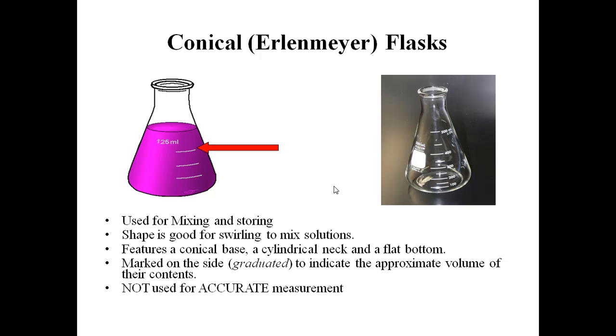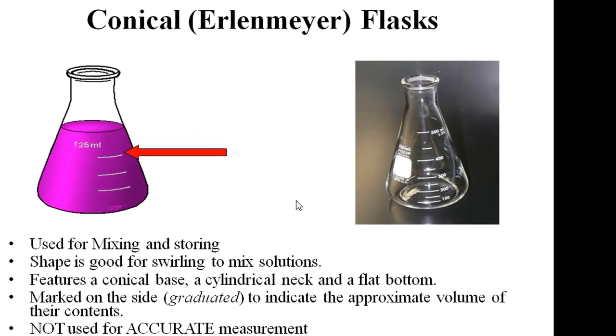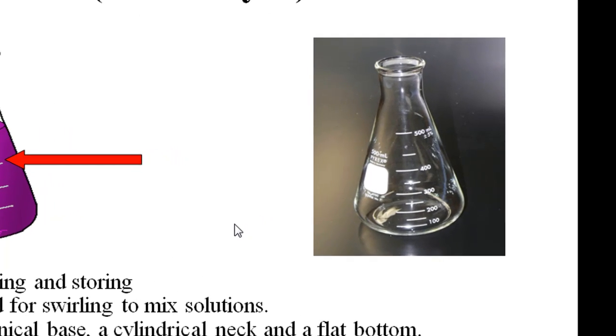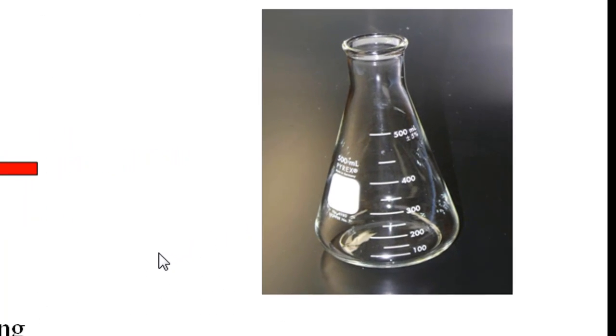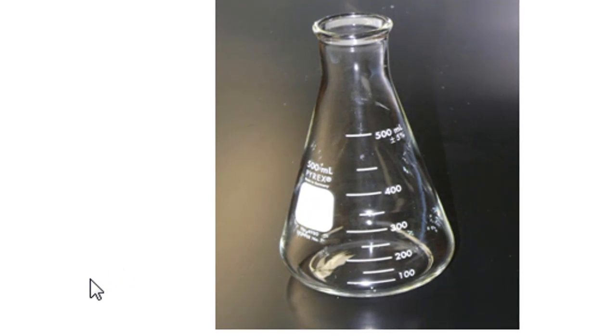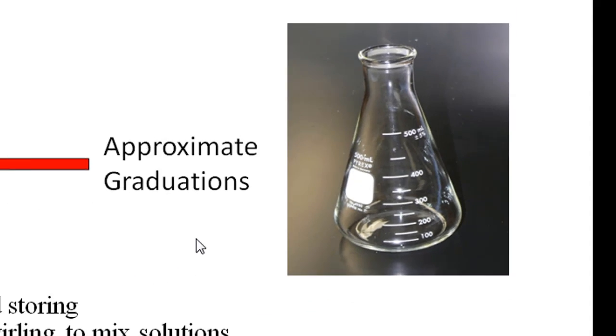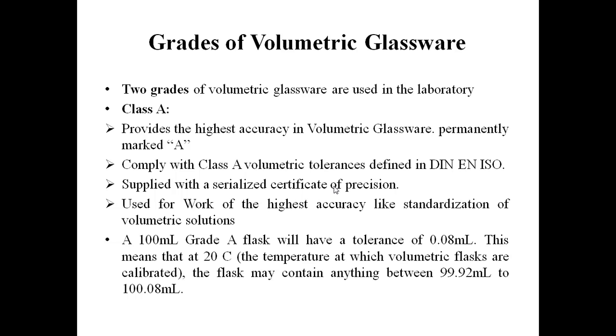Another one is the conical or Erlenmeyer flask. This is generally used for mixing and storing. Its shape is good for swirling to mix the solution. The features of a conical flask are that it has a conical base, a cylindrical neck, and a flat bottom. Graduations marked on the side indicate the approximate volume of the content, but this is not used for accurate measurement because it does not give the exact volume of the liquid present in the Erlenmeyer flask.